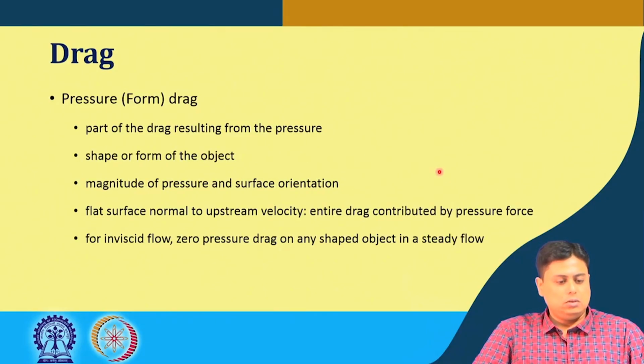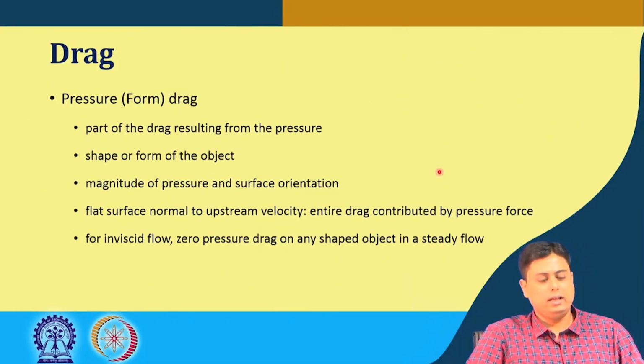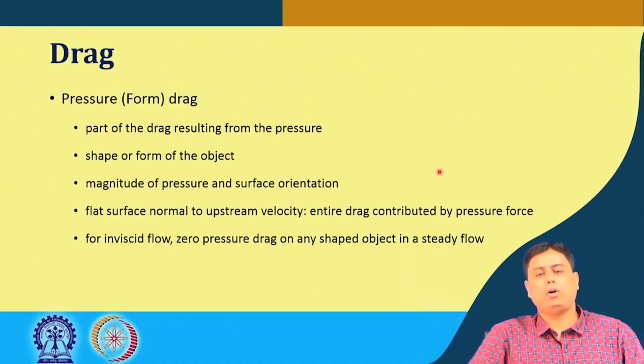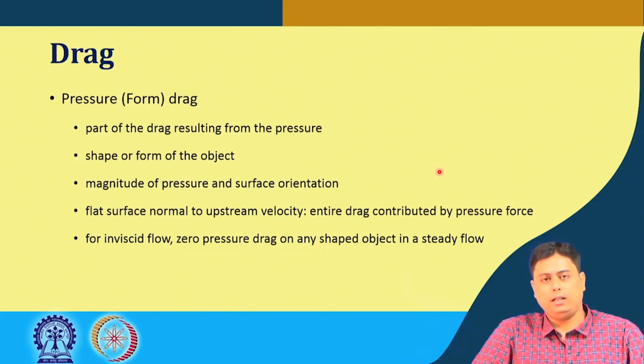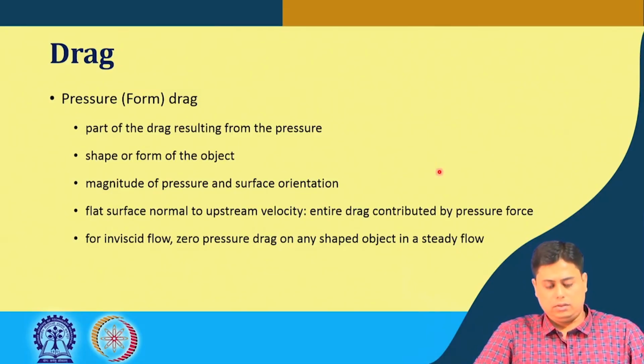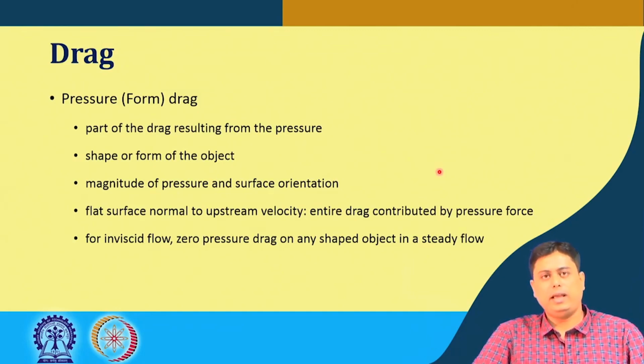The other drag is the pressure or the form drag. It is called form drag because it is dictated by the shape or the form of the object. It is the part of the drag resulting from the pressure, and its magnitude is dictated by the magnitude of pressure and surface orientation, similar to the skin drag. For example, in the last case that we mentioned, when there is a flat surface normal to the upstream velocity, the entire drag force is contributed by the pressure force.